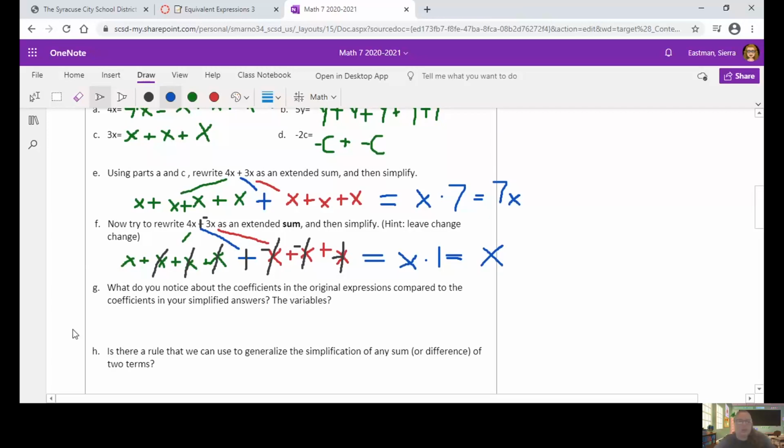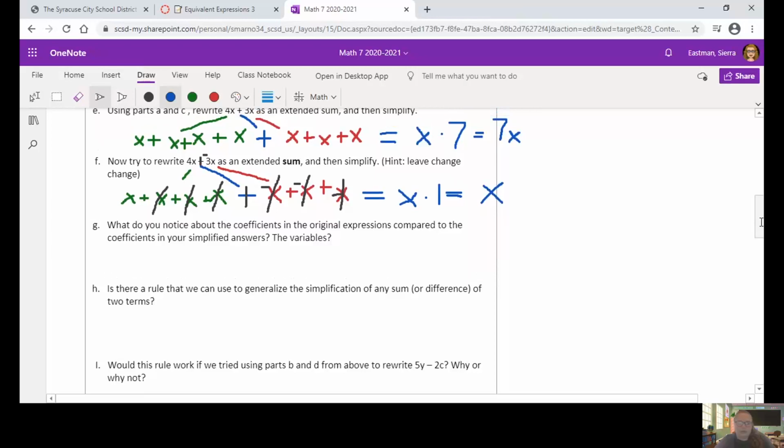And for part H, I'm going to give you the rule. I'm going to type that in for us here. One rule that we can use to generalize the simplification of any sum or difference. Okay, as you guys can see, even when we're subtracting or we have that negative, it'd still be written as a sum, or we can call it a difference. Either one works. And the rule is to just take those coefficients and do the addition or subtraction, and then keep your variable the same.